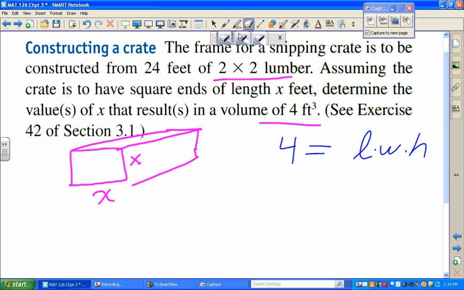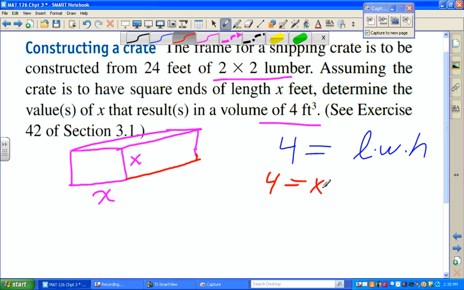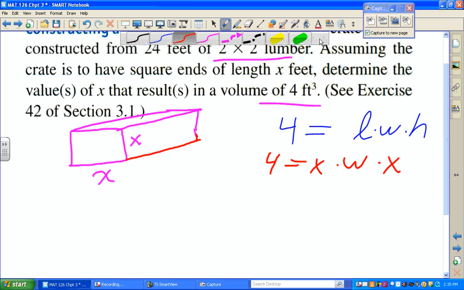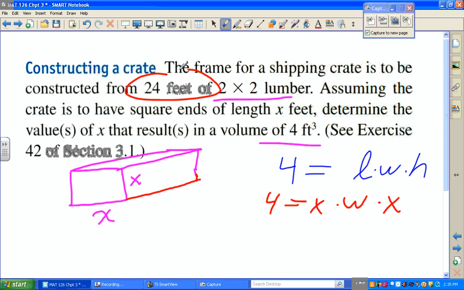What is the length and width and height of this box? Well, we know the x is the length, right, or the width. 4 equals x times w, and x is the height, right? x times w times x. So what's the 24 have to do with it? Do you remember? 24 feet? Yeah, that's when you add up all the sticks. The length of the sticks has to be 24.